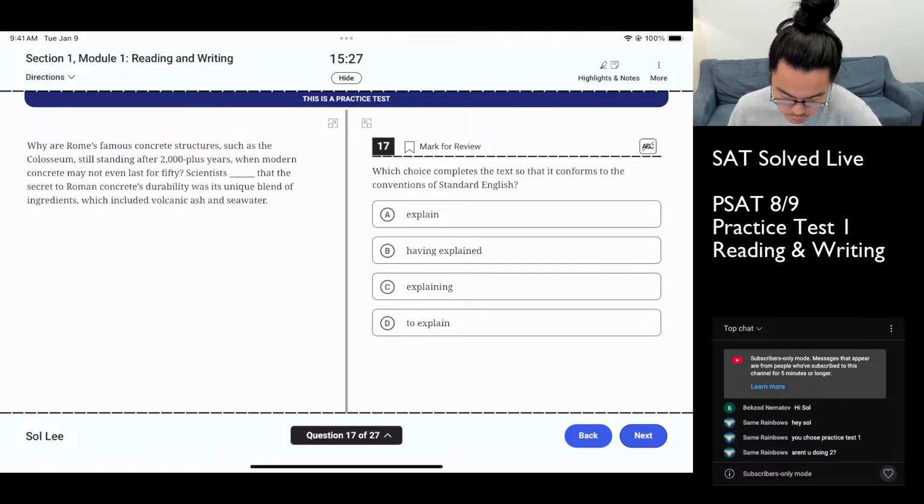So let's go into grammar now, grammar time. Again, if you have very specific questions about what I'm doing, just ask them in real time. I'll notice it, and then it'll help me remember your question when I come back to it later during Q&A. Which choice completes the text so that it conforms to conventional standard English? Oh, sorry, I don't know why I read that. Here we go.